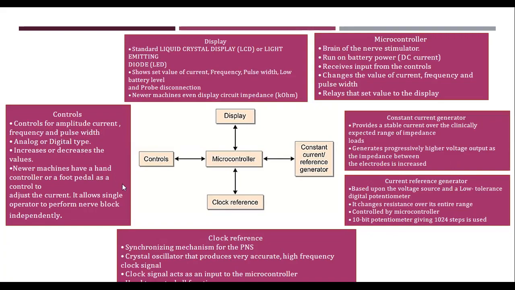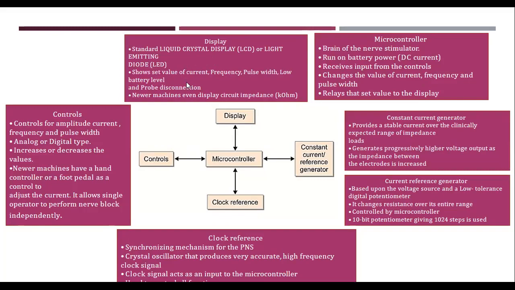Newer machines have a hand controller or a foot pedal as a control to adjust the current. It allows a single operator to perform the nerve block independently. Usually we need two operators, one for needling and the other to adjust the currents in the peripheral nerve stimulator. Suppose we have a foot pedal or a hand controller, then even a single person can perform the block independently. And then the display, as I told, will be an LCD display or LED display.